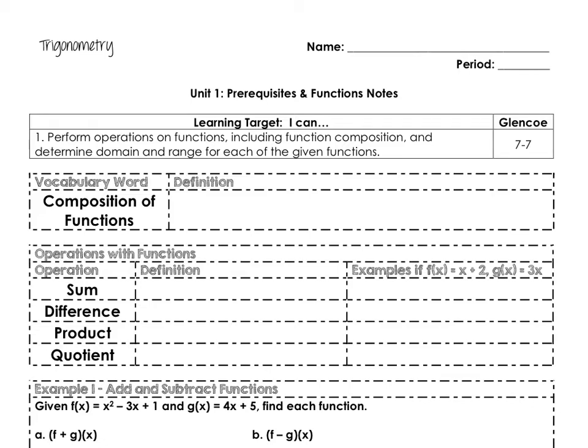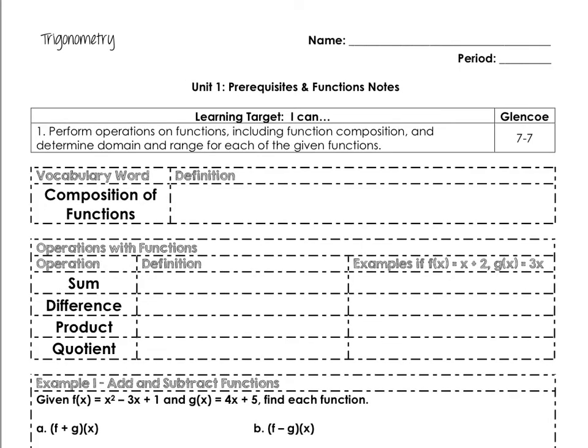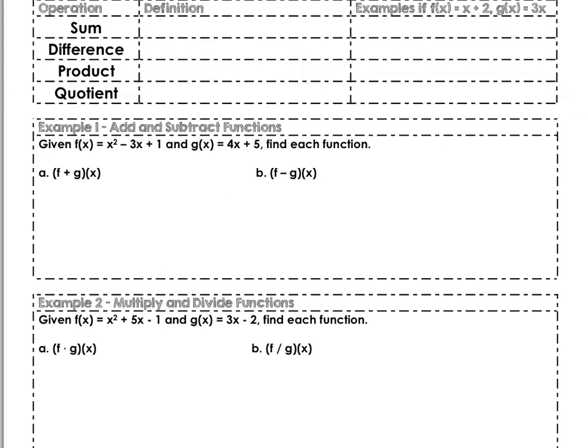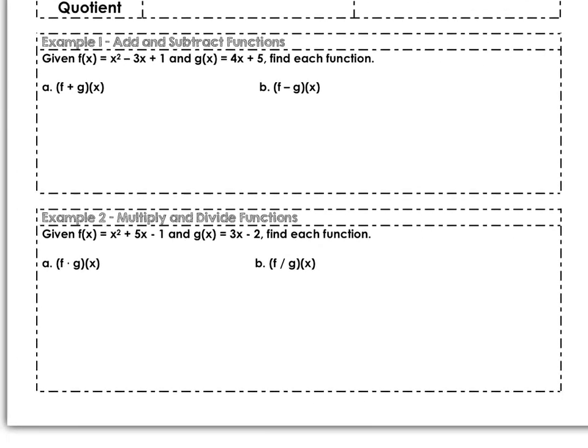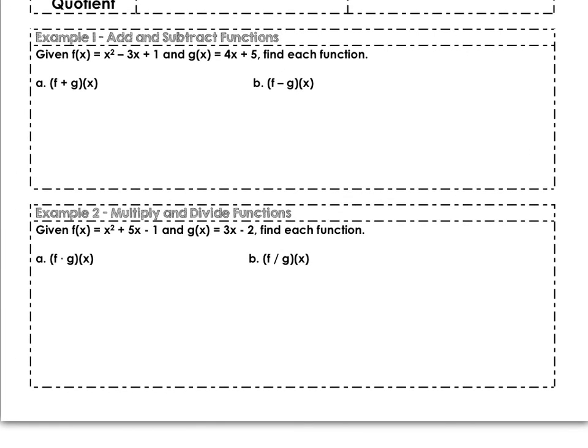So let's start with example number 1, where we are adding and subtracting functions. I'm given two functions, f(x) is x squared minus 3x plus 1, and g(x) is 4x plus 5, and I'm told to do the two operations to them. f plus g of x, that's just another way of me saying add this function to this function.